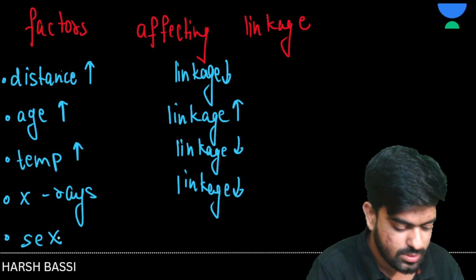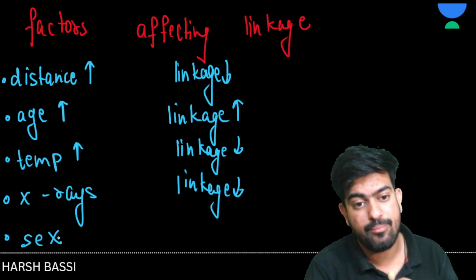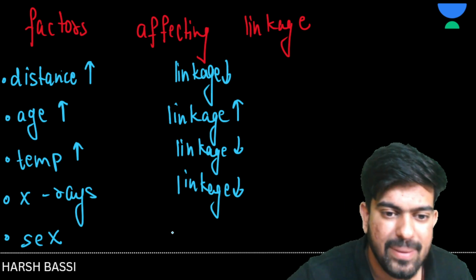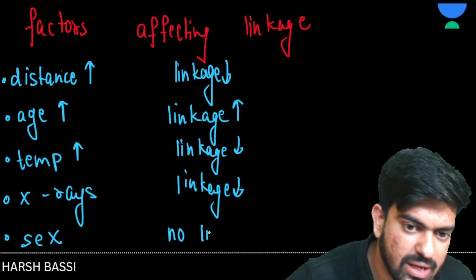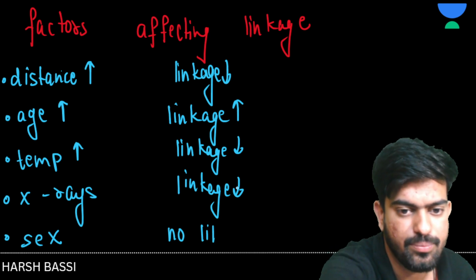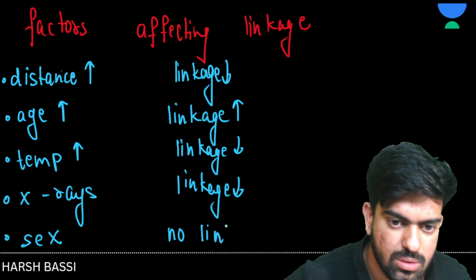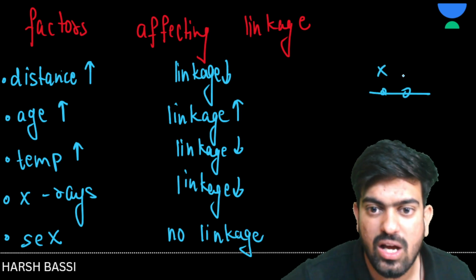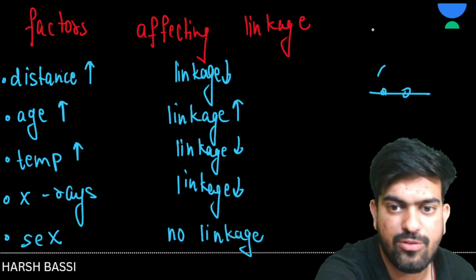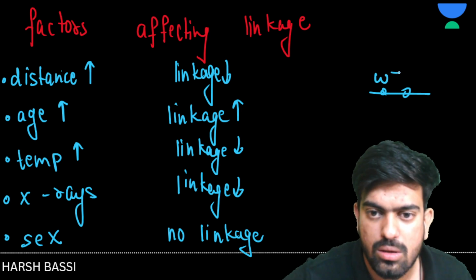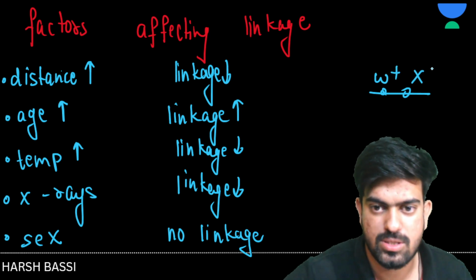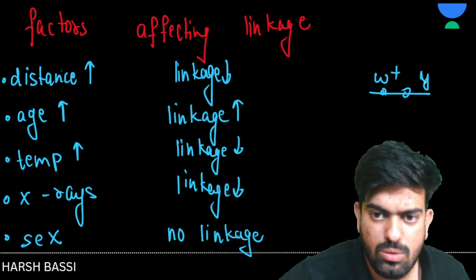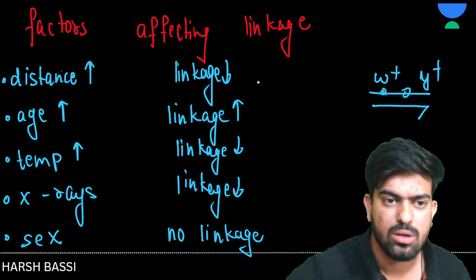What about it? See, if I talk about sex, so in male Drosophila, there is no linkage. In male Drosophila, no linkage. Why, sir? See, I'm going to tell you, because in male Drosophila, they don't have the other X chromosome, right? Only one X chromosome is present. So there will be no linkage. See, will there be any linkage?